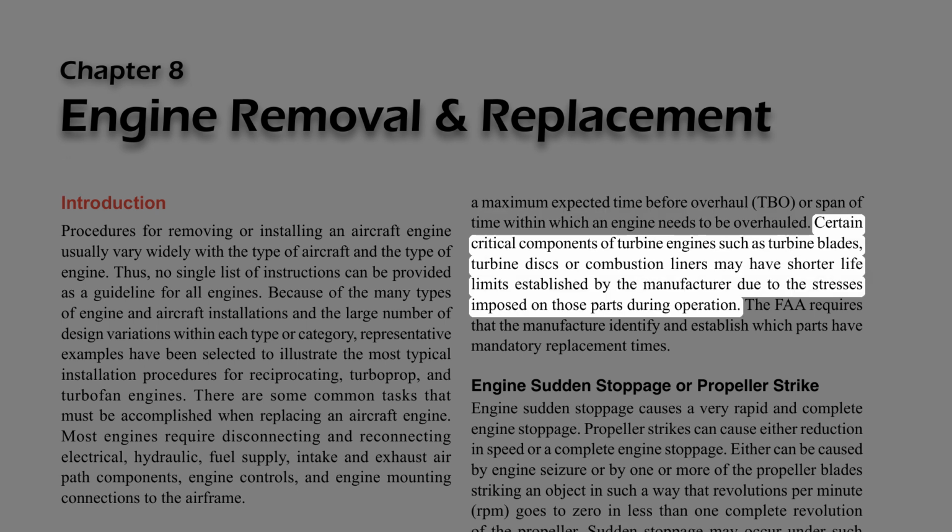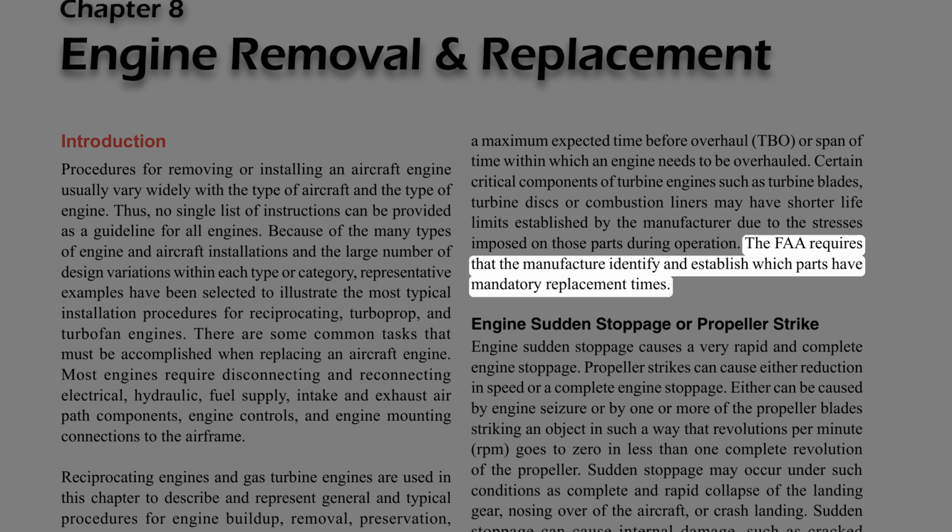Certain critical components of turbine engines such as turbine blades, turbine discs or combustion liners may have shorter life limits established by the manufacturer due to the stresses imposed on those parts during operation. The FAA requires that the manufacturer identify and establish which parts have mandatory replacement times.